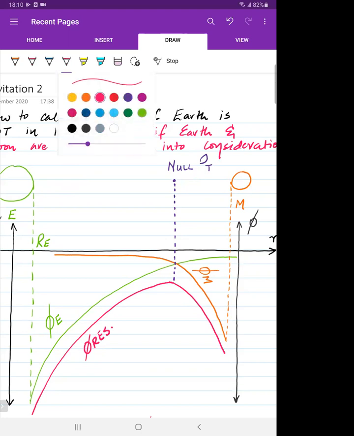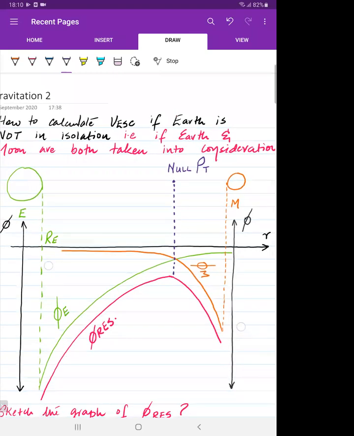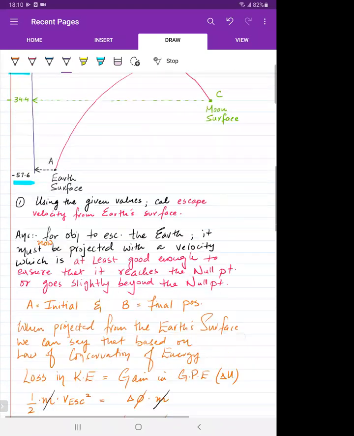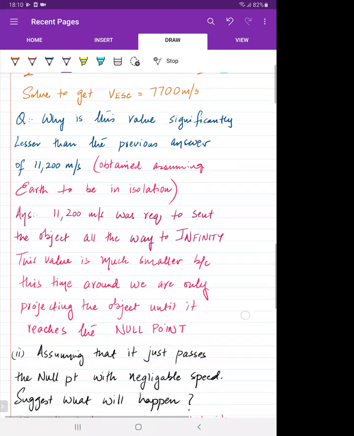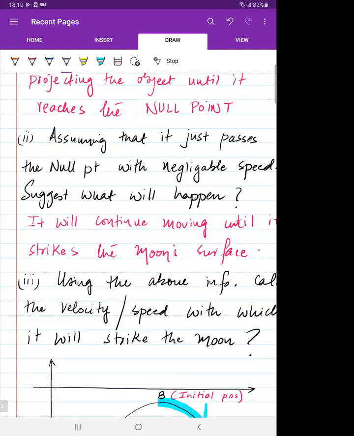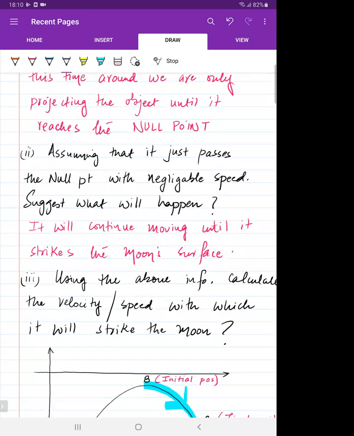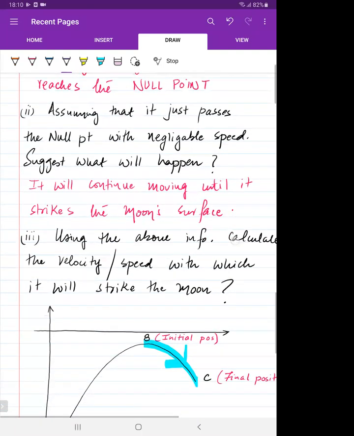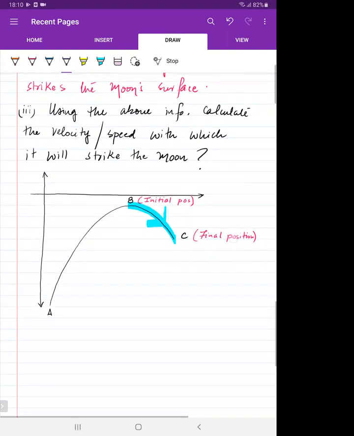And my final part of the question was, okay, so Tasneem, your part 2 was actually this. Assuming that it just passes the null point with negligible speed, suggest what will happen. So it will continue moving until it strikes the moon's surface. And then the third part is, using the above info, calculate the speed or velocity with which it will strike the moon. So basically now I was doing this part.